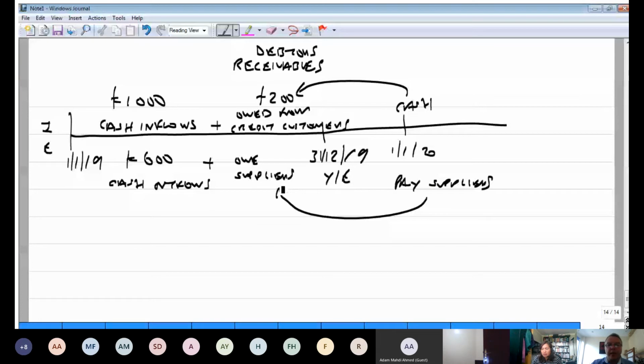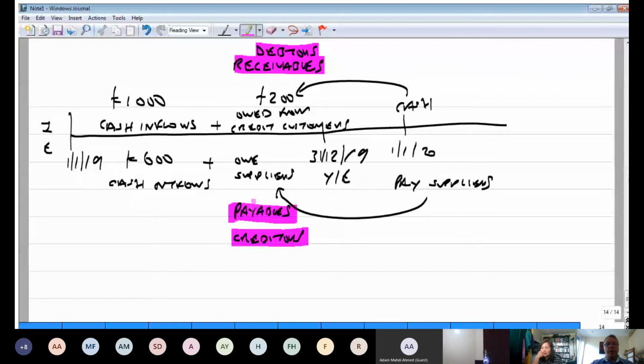So it's got a special name again, suppliers. We call these payables, also known as creditors. Okay, payables, also known as creditors. So new names for you here. So we're recording the liabilities here.